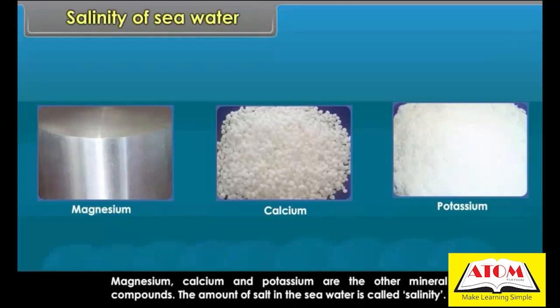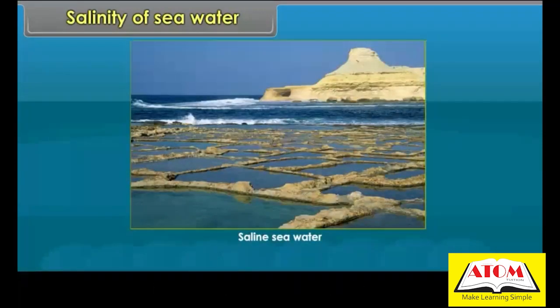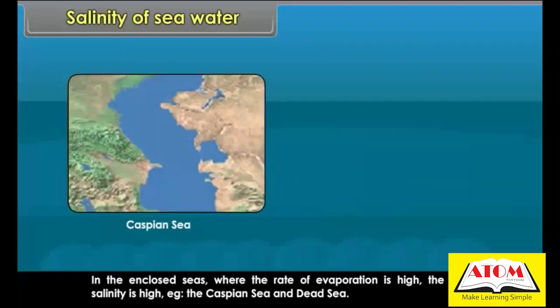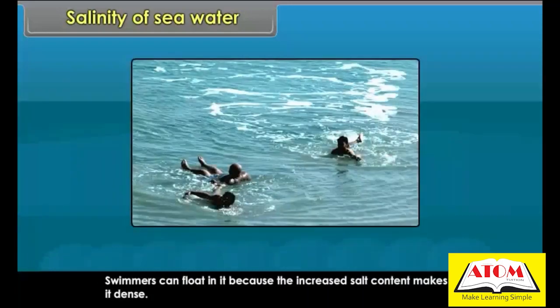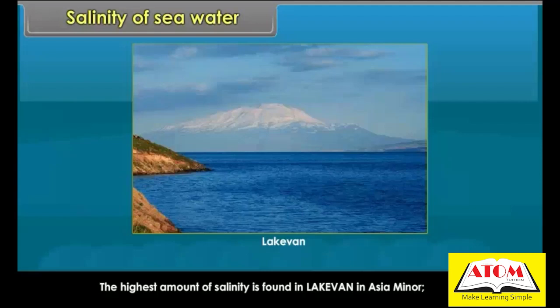The amount of salt in the sea water is called salinity. The amount of salinity is variable in water. In the enclosed seas, where the rate of evaporation is high, the salinity is high. Example, the Caspian Sea and the Dead Sea. Swimmers can float in it because the increased salt content makes it dense. The highest amount of salinity is found in Lake Van in Asia Minor.